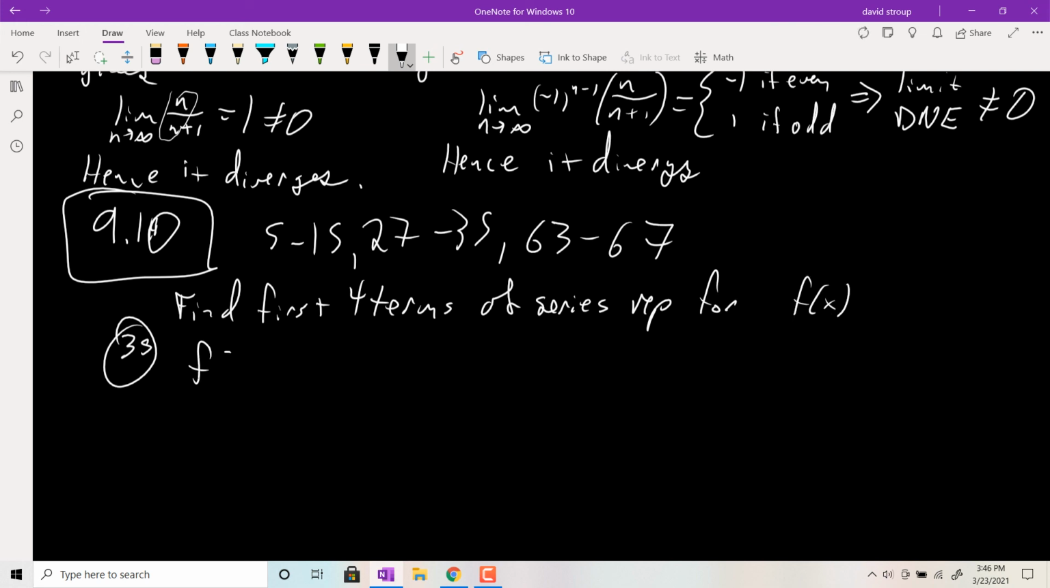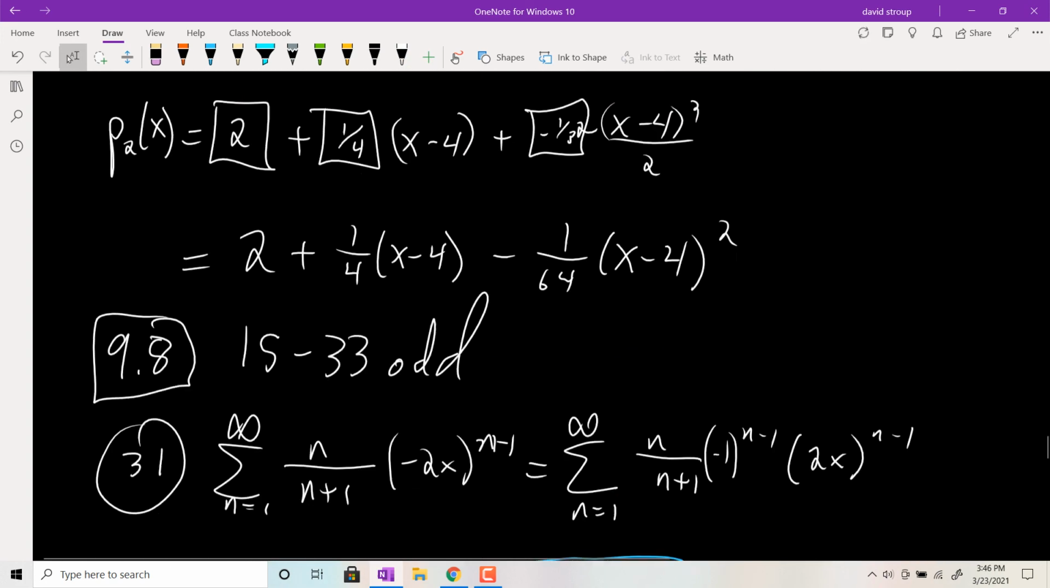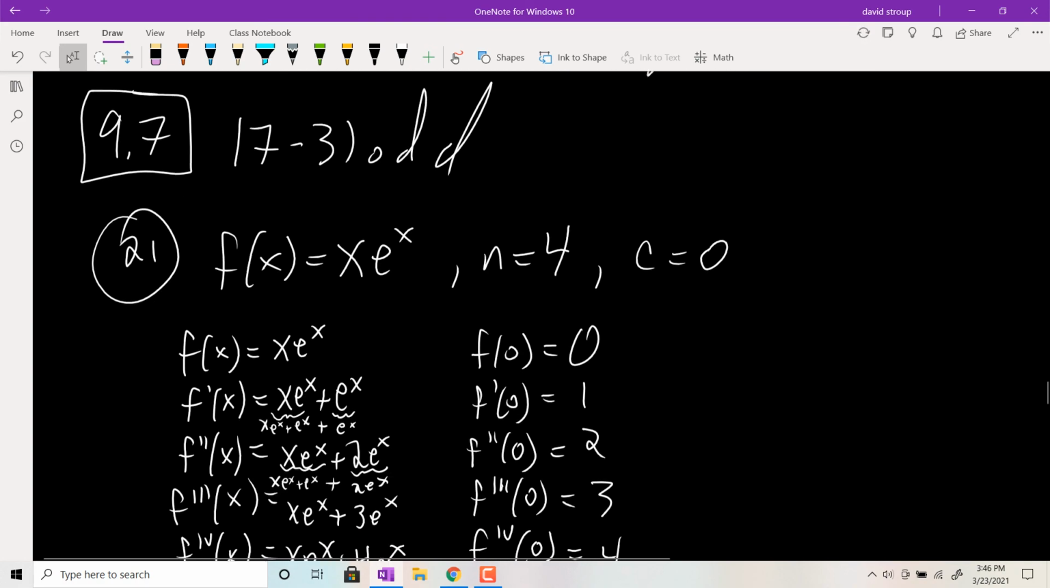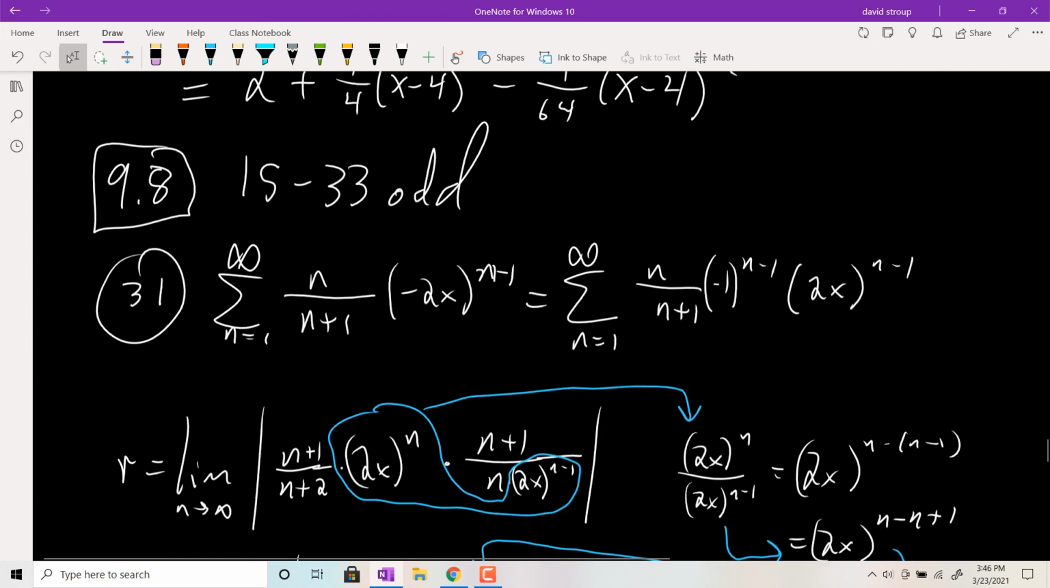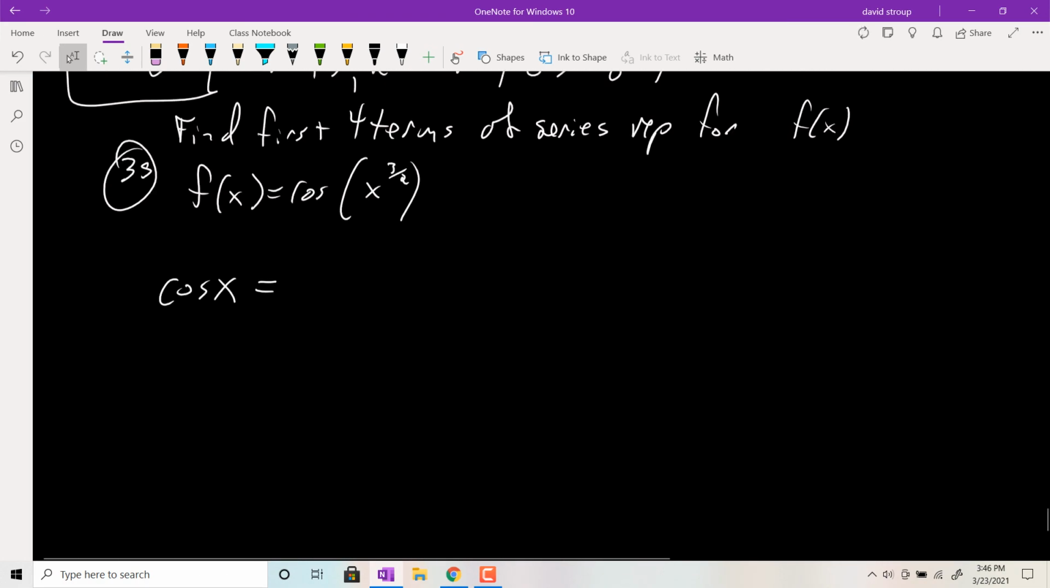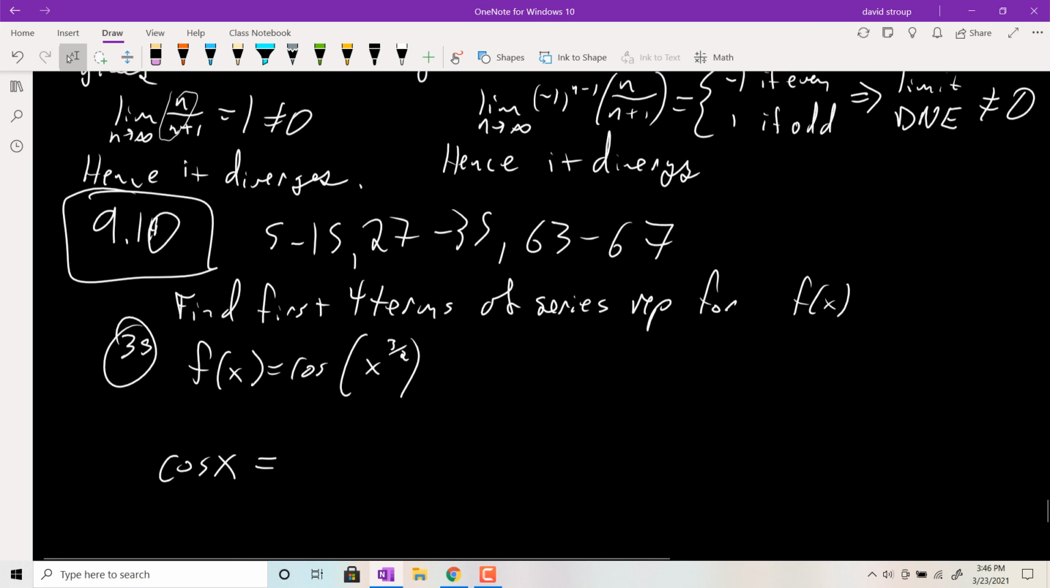Okay, so 35, they give you f of x is equal to cosine of x to the 3/2. Either I will give you the Maclaurin series for cosine x, or it'll be in a previous problem. Maybe in those 9.7 problems, I'll give you cosine of x, and then you could sort of leech off of that work. Or if you have it memorized, you can just do that.